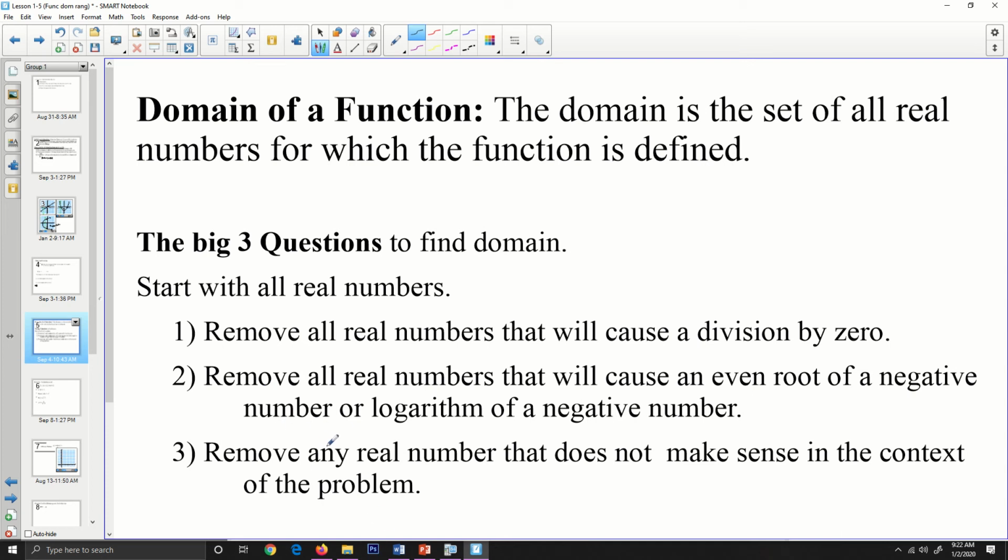And then you must remove any real number that does not make sense in the context of a problem. So if you're dealing with a word problem where the independent variable is number of TVs made, you cannot make a negative TV, so you might have to limit the domain in that particular instance.